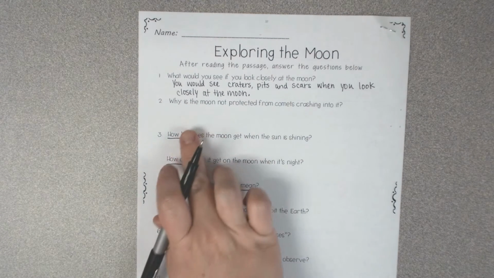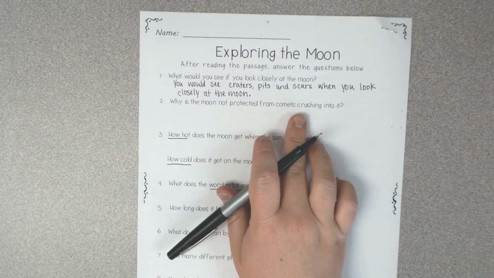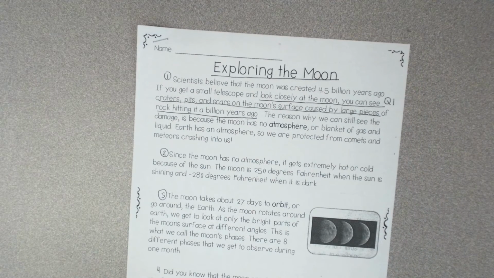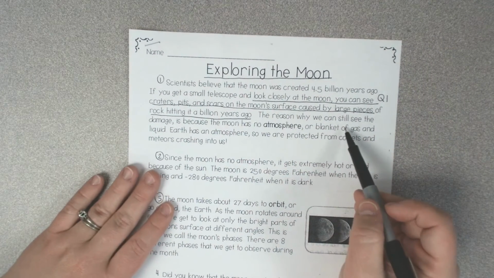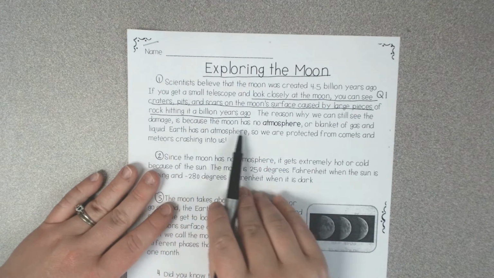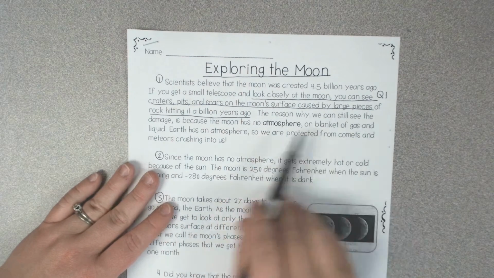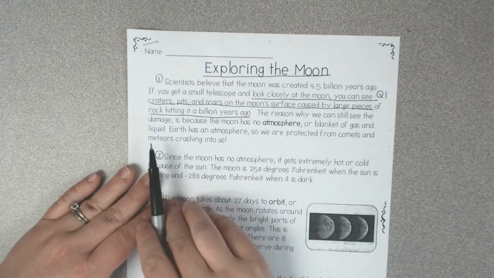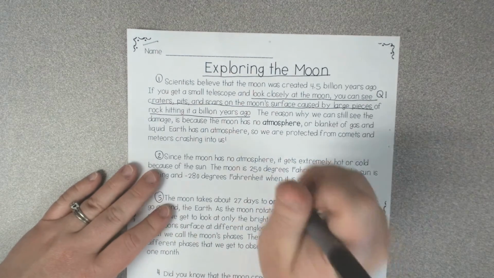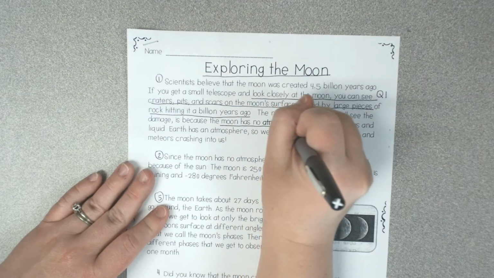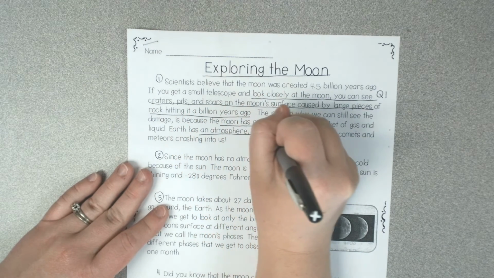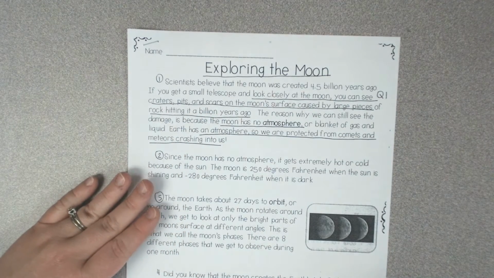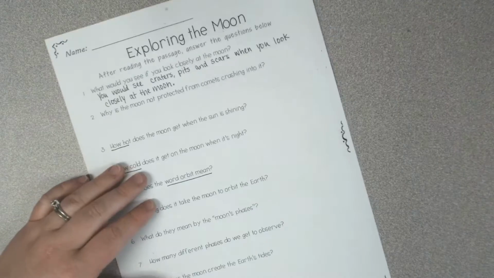Maybe be on the lookout for why the moon is not protected from comets crashing into it. Let's see if we can figure that out when we're reading. The reason why we can still see the damage is because the moon has no atmosphere or blanket of gas and liquid. Earth has an atmosphere, so we are protected from the comets and meteors that crash into us. So because the moon has no atmosphere and it's an atmosphere that protects us, why is the moon not protected? It's because it has no atmosphere.